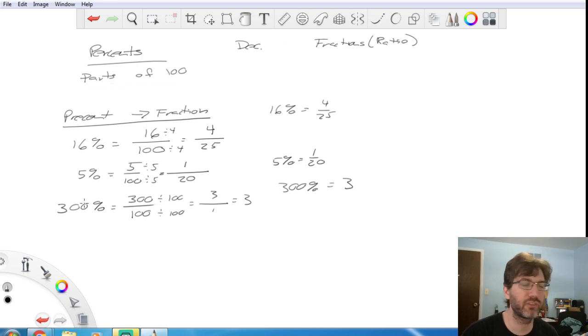And when you do have percents greater than 100, like 100% is 100 over 100, which is 1, right? Things greater than 100% are going to equal numbers greater than 1. Numbers less than 100% are going to equal numbers less than 1.